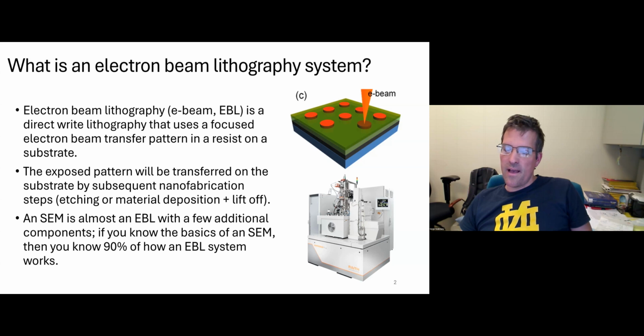Now, if you know how an SEM works, you already know about 90% of how an electron beam lithography system works. It's basically based on a very fine positioning of the stage, and also very high frequency blanking of the beam to expose the resist in areas where you want to have your pattern, and blank the beam in areas where you don't want to have the beam.